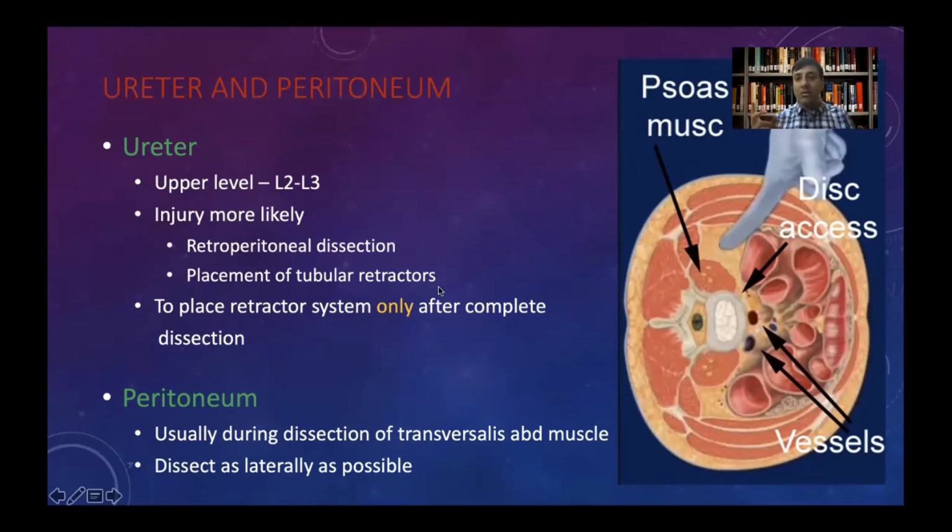Tubular retractors can injure two things. One is the ureter, and as I had mentioned earlier, the sympathetic chain.